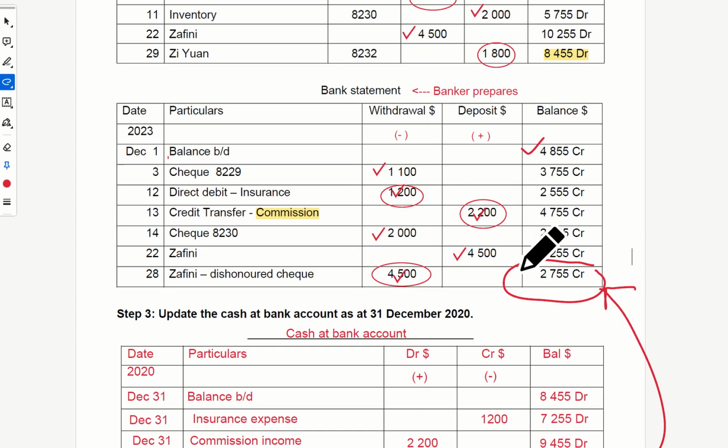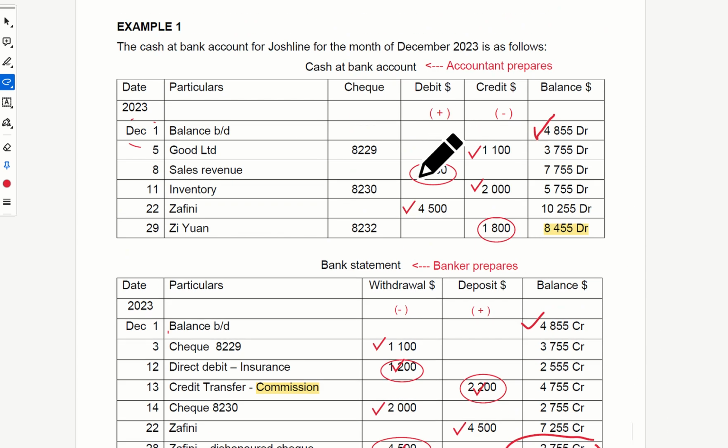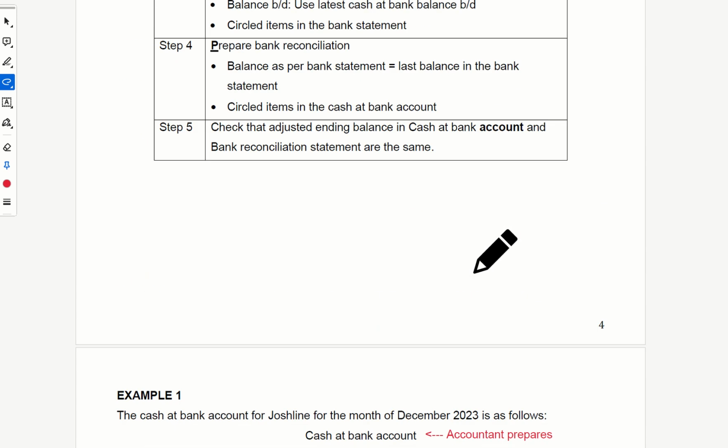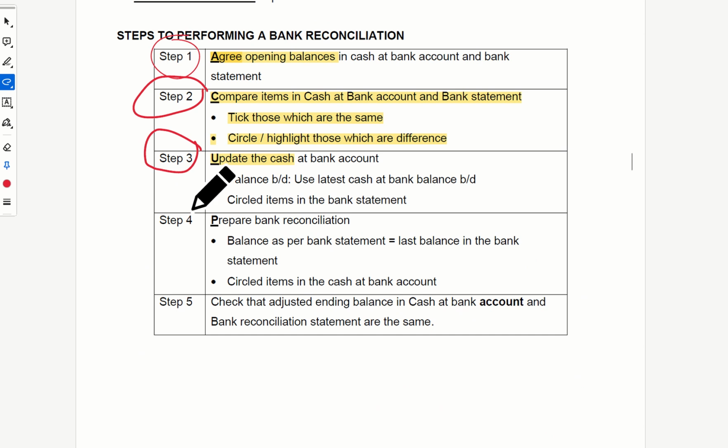You probably have realized, because the bank statement has got two items that the banker doesn't know about. There was a receipt of $4,000 from sales revenue, and there was a payment to Ziyuan, $1,800, which the banker doesn't know about. And that is actually your next step. Your next step, step number 4, is to prepare bank reconciliation.